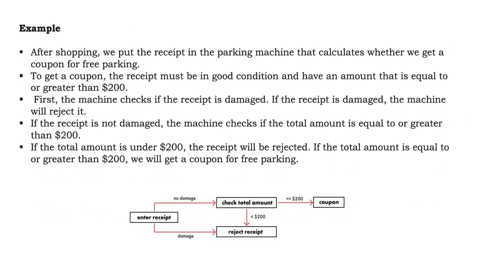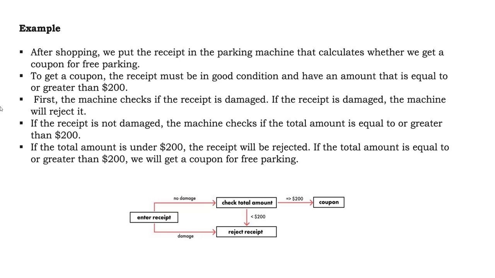Let's talk about some example. After shopping, we put the receipt in the parking machine that calculates whether we get a coupon for free parking or not. So nowadays in malls and some other places, there is an option where if you purchase above a certain amount, then a parking coupon will be provided. Free coupon will get applied.